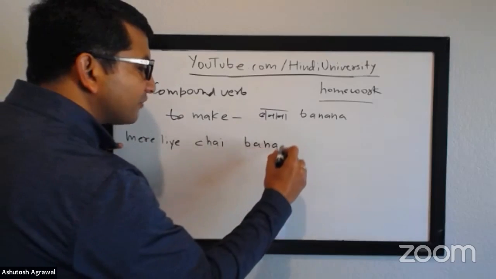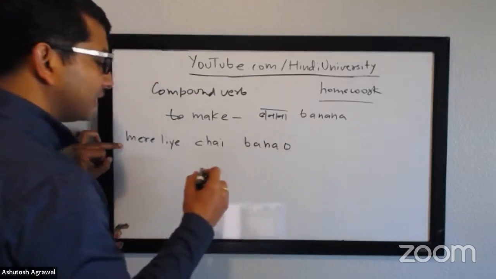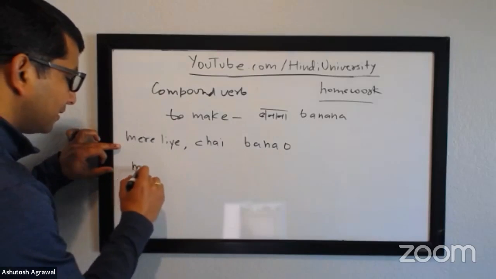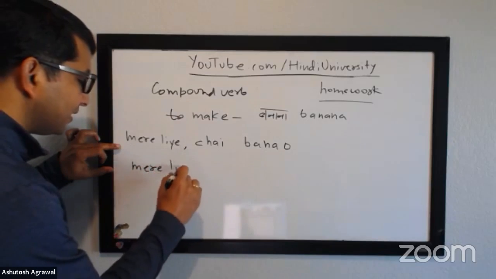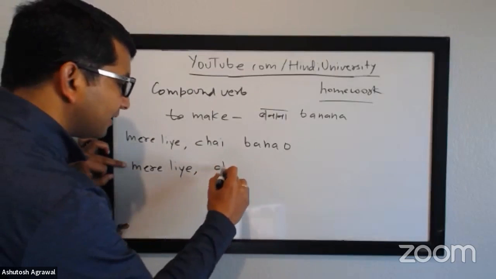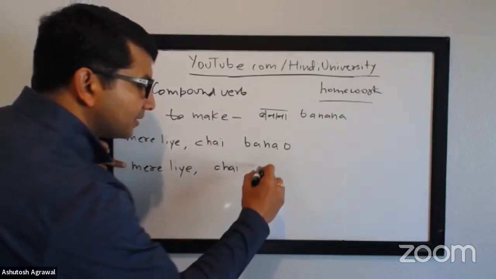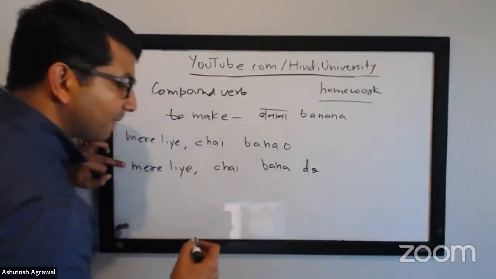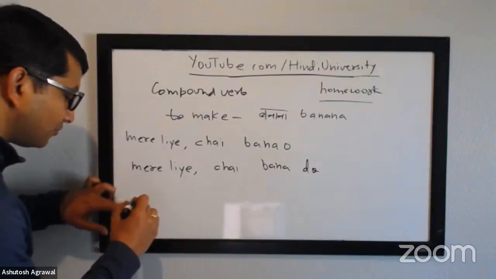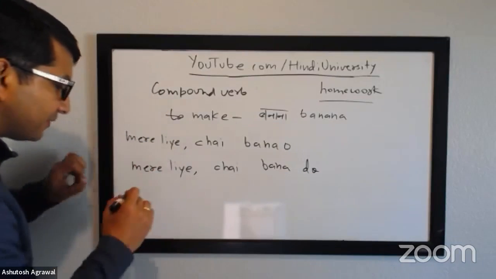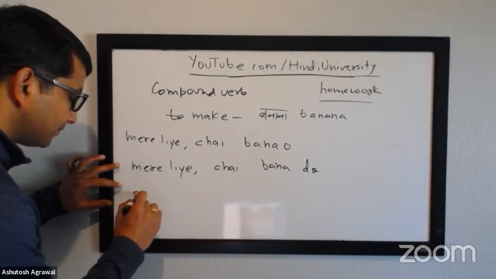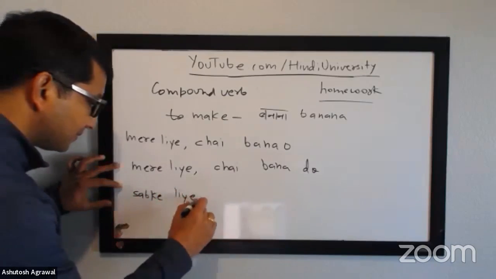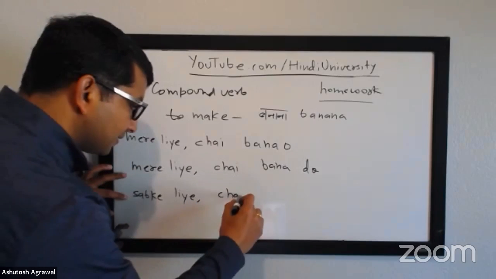Once is like you're using it without a compound verb. Mere liye chai banao. For me, make chai. The second one would be mere liye chai bana do. मेरे लिए चाय बना दो. Versus now you want to say for everyone. Oh, sorry, for everyone it would be do, and if I was just making it for me, it would be lo.